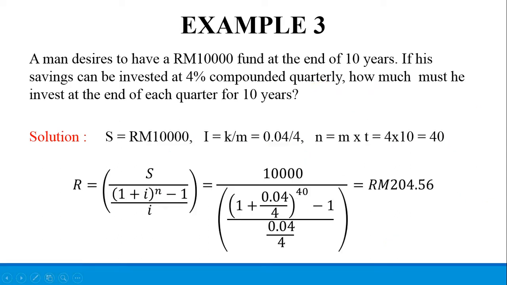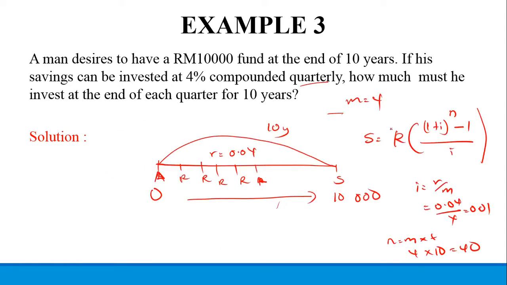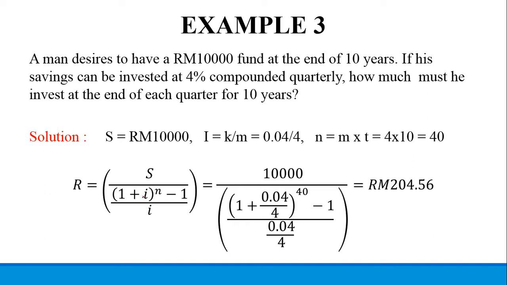So I just move this one to find the R. R equal to S divided by [(1 plus I) power of N minus 1] divided by I again. So 10,000 divided by [(1 plus 0.04 divided by 4) power of 40, 4 times 10 years, minus 1] divided by I again. So at the end you will get this answer.